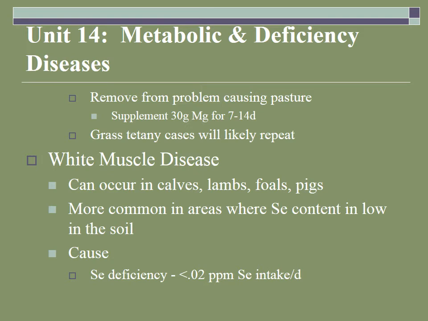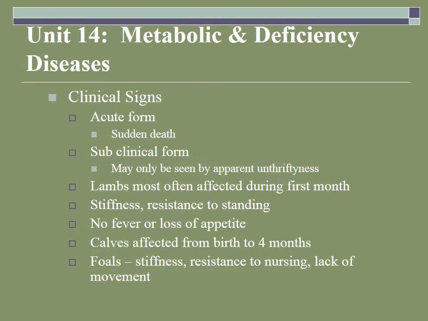The next disease here is even more rare, and that's what we call white muscle disease, that occurs mainly in young animals, and it's more common in areas where soils are low in selenium content, and that's not really associated that often with southern Illinois here. So this is an even more rare disease in this area. So we're talking about selenium deficiencies here, about less than 0.02 parts per million selenium intake per day. That's just a very few milligrams of this per day.